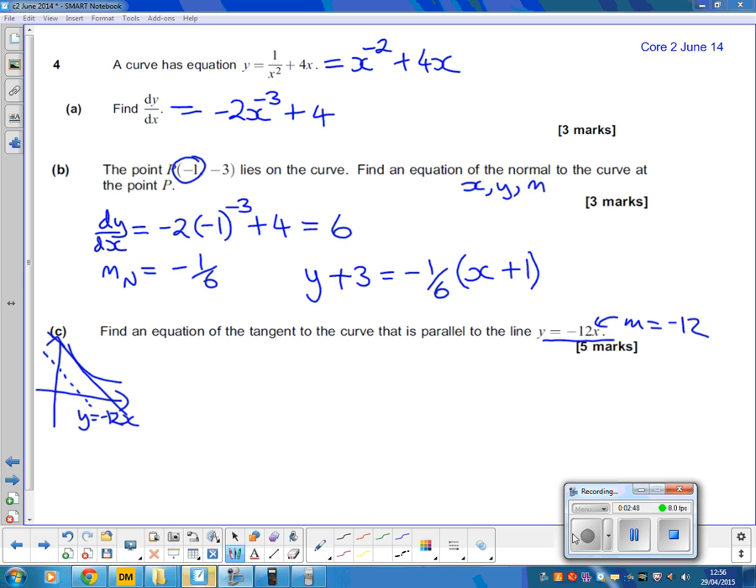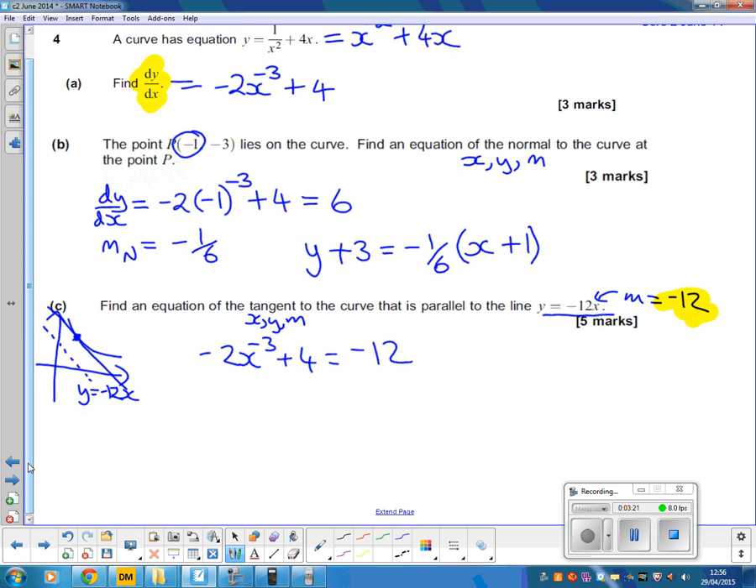In order to find the tangent, we need an x coordinate, a y coordinate, and a gradient. We know the gradient, but we don't know the x and the y coordinates. We don't know where this tangent is sitting. What do we know? Well, we've got dy/dx, and we've got a numerical gradient. So where this tangent is, those two things must be equal. Negative 2x to the minus 3, plus 4, is negative 12. And we have to solve this to find out the point where our tangent is.